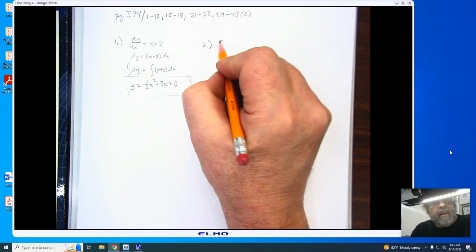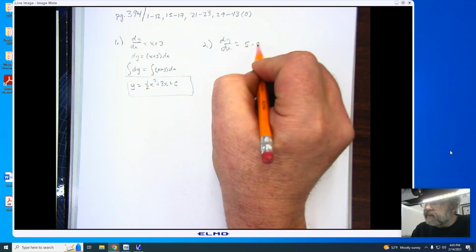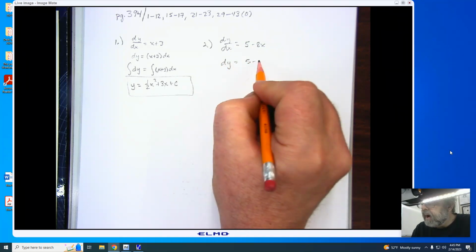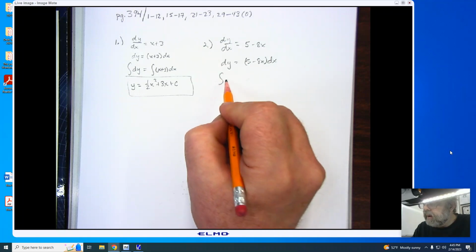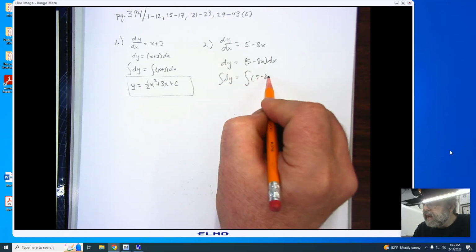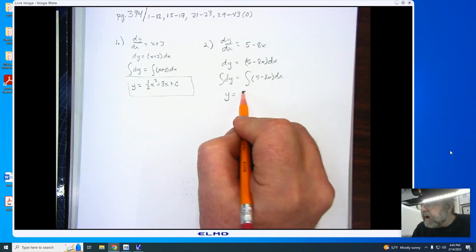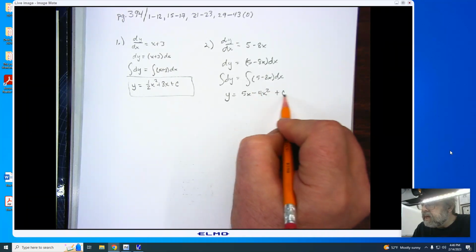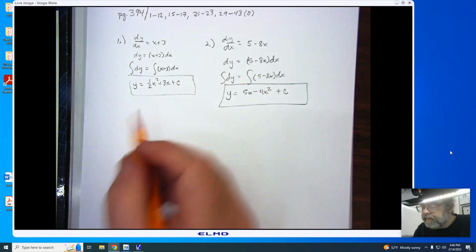Number 2 gives me dy/dx equals 5 minus 8x. So we're going to separate our variables. dy equals 5 minus 8x dx. We're then going to integrate dy and integrate 5 minus 8x dx. We get y equal to 5x minus 4x squared plus c. We move on to number 3.